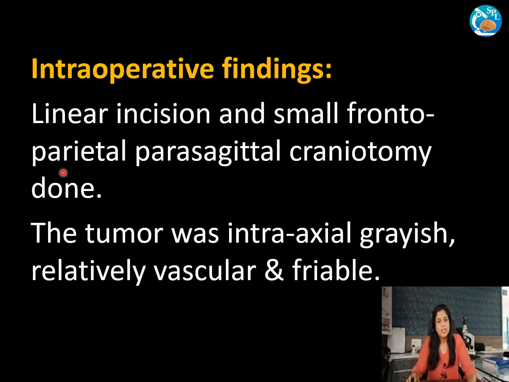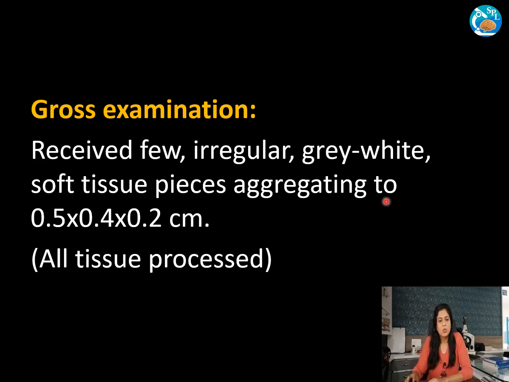So he underwent surgery, a linear incision was taken, and a small frontoparietal parasagittal craniotomy was done. The tumor was found intraaxial. It was gray, relatively vascular, and friable. What we received in the lab was a very small amount of tissue, 0.5 x 0.4 x 0.2 centimeters.